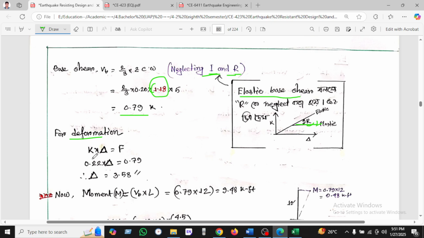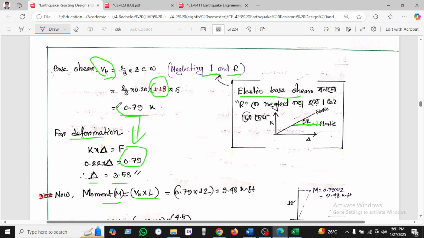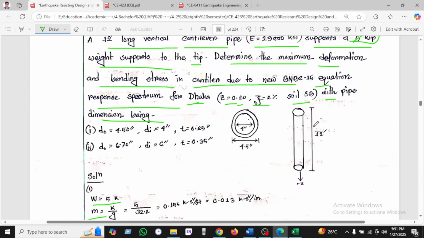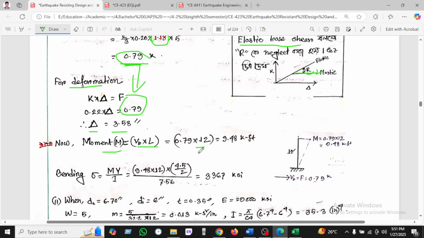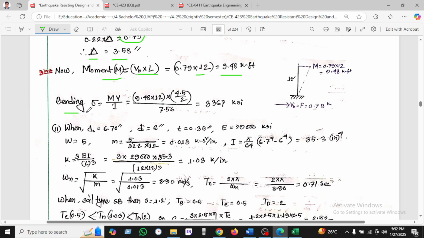And we will calculate the deformation, F equal to K times deformation, which is found 0.35. I will get the F value. F value is nothing but the base shear or elastic base shear. If you calculate the moment, force into perpendicular distance, force is 0.59 and distance is L. L is given, we have seen the length, and found 9.45.